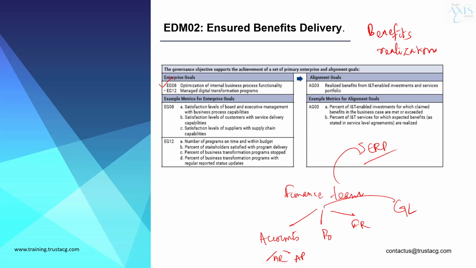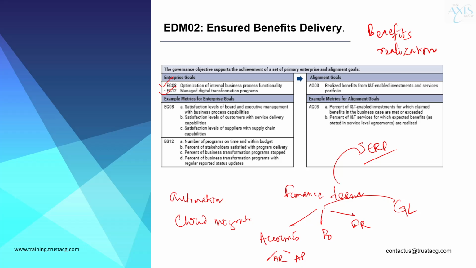Okay, and the second goal that this is trying to achieve is around managed digital transformation programs. What it does is ensure that all the digital initiatives operating within an enterprise, for example, the use cases relative to automation, or cloud migration, or modernization of your digital ecosystem within the enterprises, are all well managed and deliver tangible benefits. These are the two major goals that this governance objective is trying to achieve.